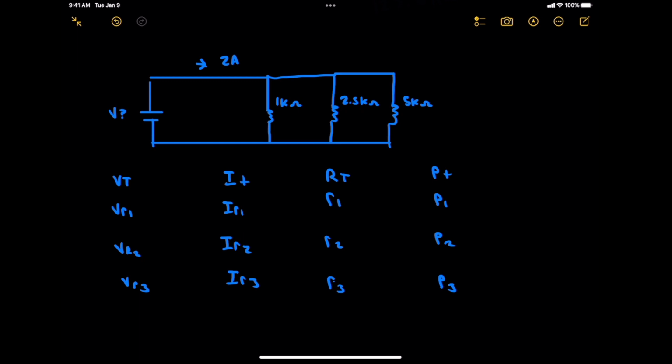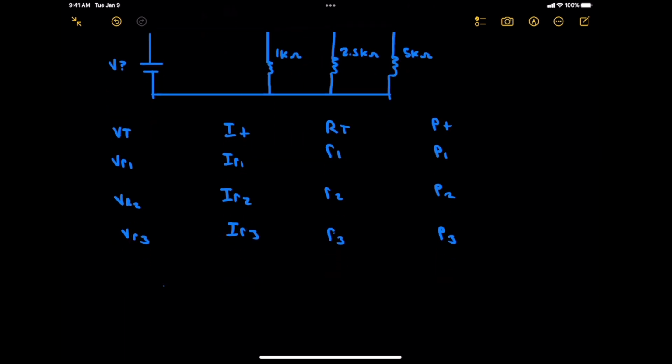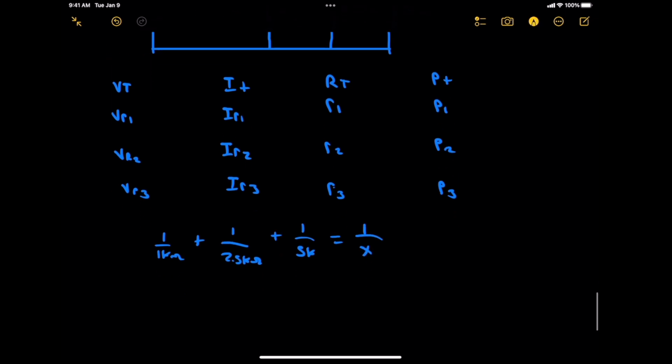And we could do this by taking the inverse of the sum of each inverse resistor. So in the previous video, I showed you guys the calculation to do that. However, if you guys want to pause the video now, I'm just going to do the calculations. It's going to be the inverse of 1K plus the inverse of 2.5K plus the inverse of 5K equals the inverse of X. Let's just have it as X.